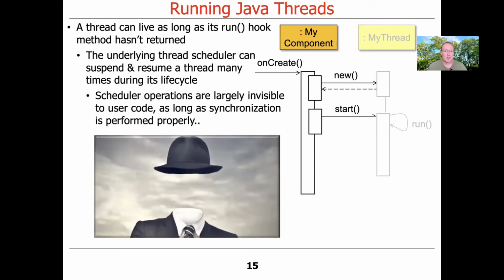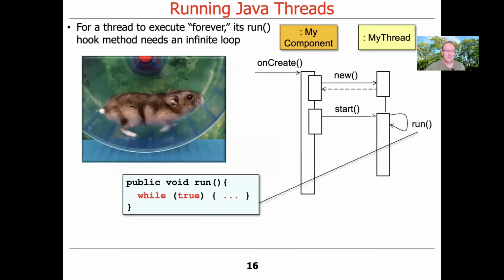These scheduling operations are largely invisible to you as long as you follow proper synchronization protocols, which we'll talk about later. So you have to be aware of this only to the extent that when a thread is resumed and suspended, you need to make sure that any resources it's managing are properly synchronized to avoid surprise.